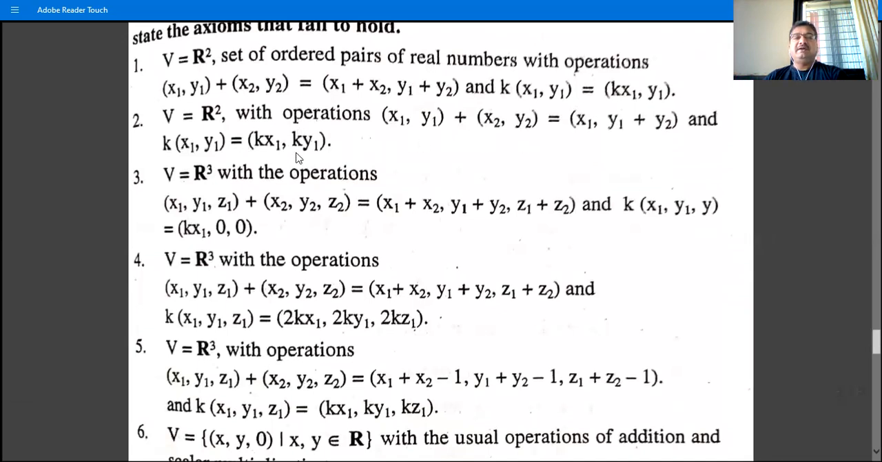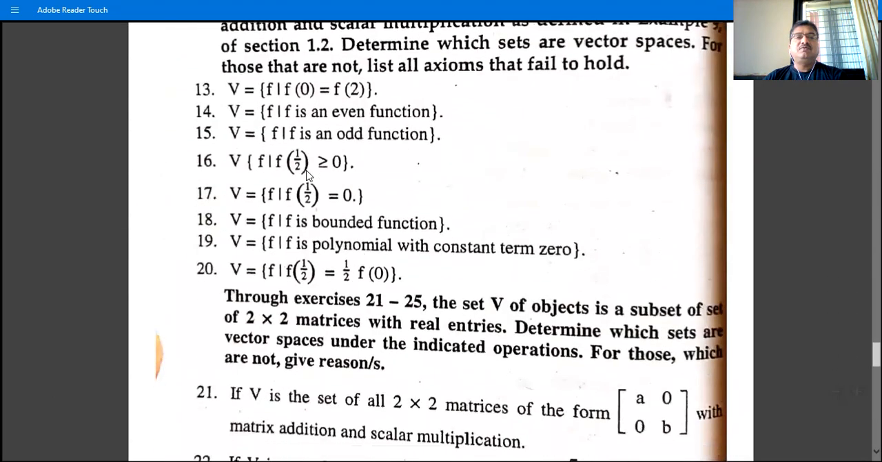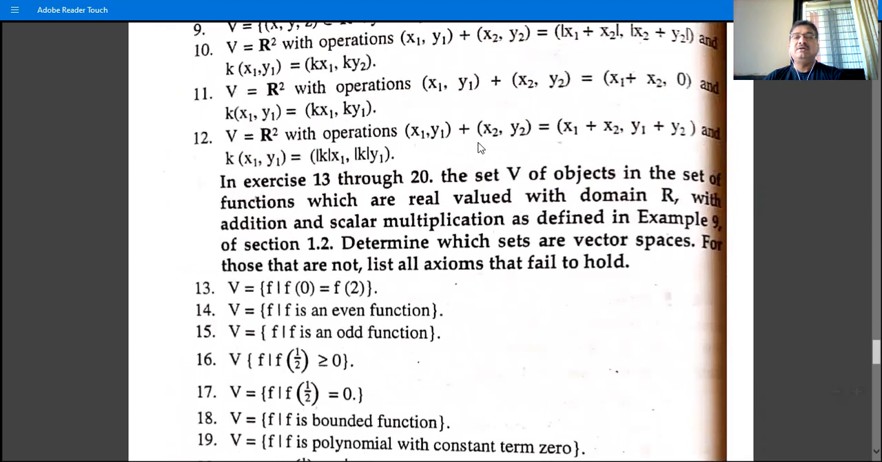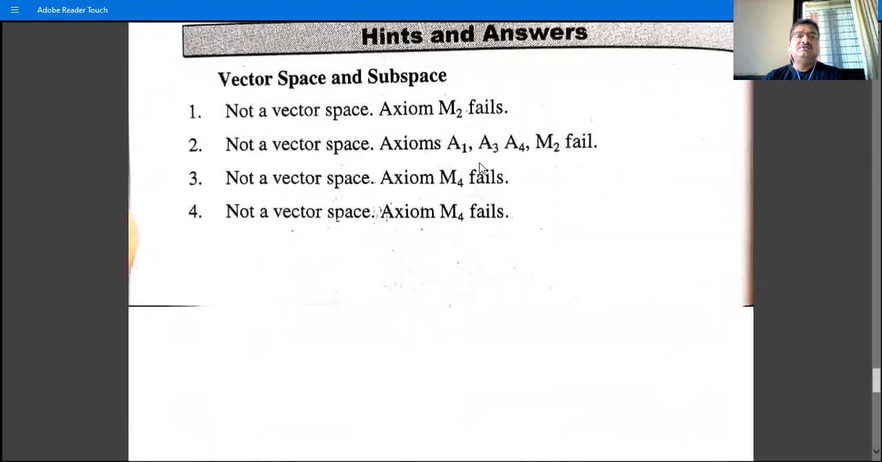Similarly, in the remaining examples, the definition of addition is not the usual addition, and so it may or may not be a vector space. So these are the problems for homework, from 1 to 12. The two operations, addition and multiplication, are given. We have to determine whether the given set is a vector space or not under the given two operations. Obviously, the addition or scalar multiplication definitions are not the usual ones. So the answers to these problems are here.